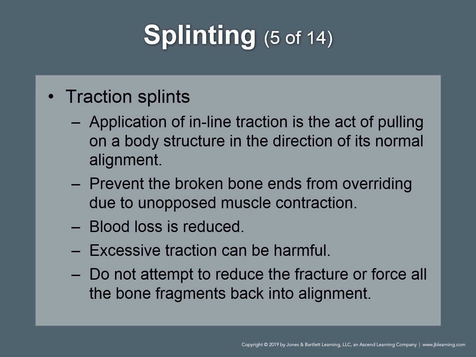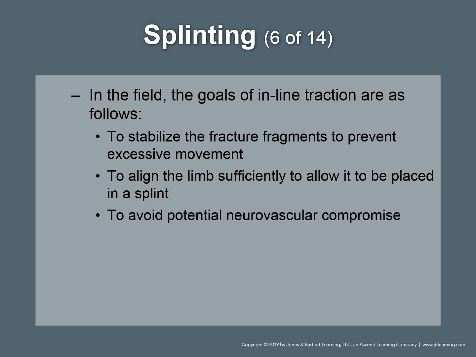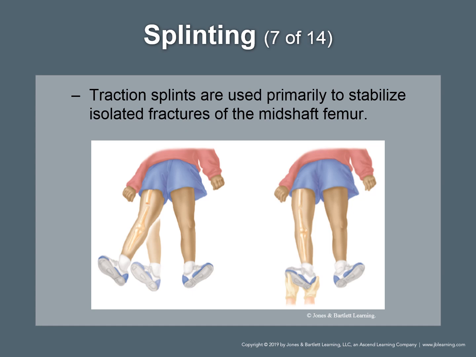Always check pulse, motor, sensory. And we don't force any bone back into place. If it will not naturally realign with gentle pressure, we're not going to force it. In the field, the goals of inline traction are to stabilize the fracture, stop excessive movement, to align the limb sufficiently, and to allow it to be placed into a splint. And avoid neurovascular compromise. You don't want to take a patient who had circulation and then you got involved and you cut circulation off.